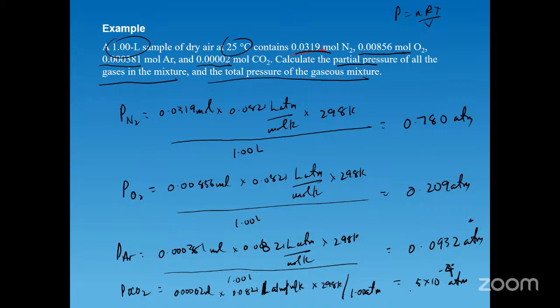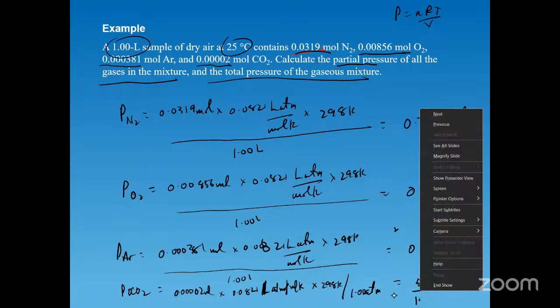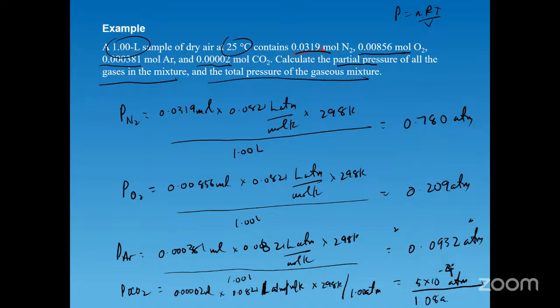Okay, and so we have answered the first part. The second part is to get the total pressure, which is very simple. All we have to do is add all these up. So we're going to add 0.780 plus 0.209 plus 0.0932 plus 5 times 10 to the minus 4. And we have to round to 3 decimal places, so the answer here becomes 1.08 atmospheres. And that's how that is done. Any questions about this example?